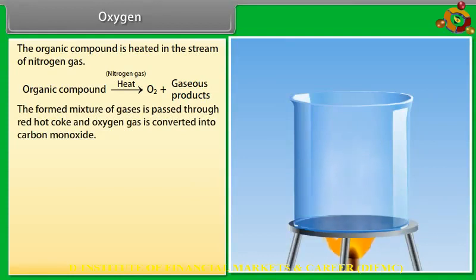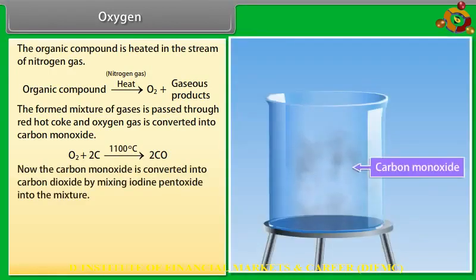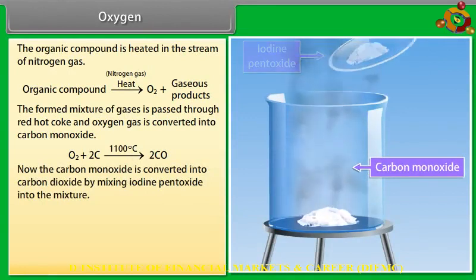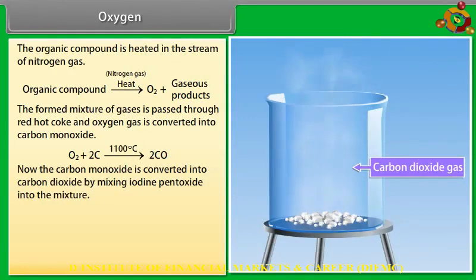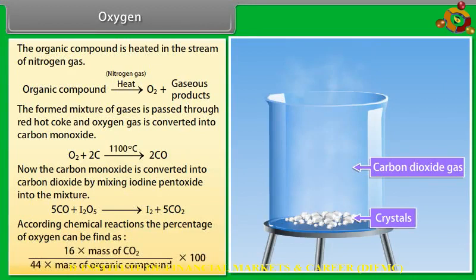The formed mixture of gases is passed through red-hot coke and oxygen gas is converted into carbon monoxide. Now the carbon monoxide is converted into carbon dioxide by mixing iodine pentoxide into the mixture. According to chemical reactions, the percentage of oxygen can be found as 16 into mass of carbon dioxide divided by 44 into mass of organic compound into 100.